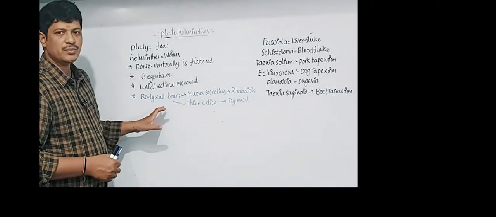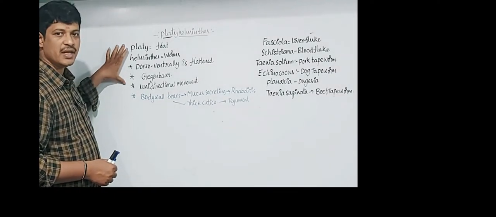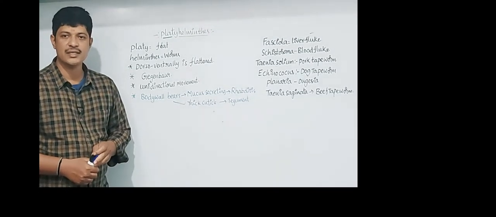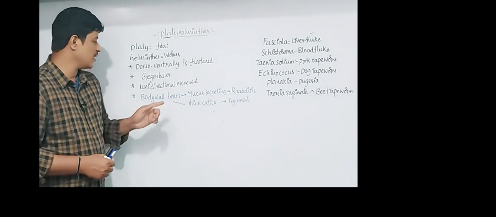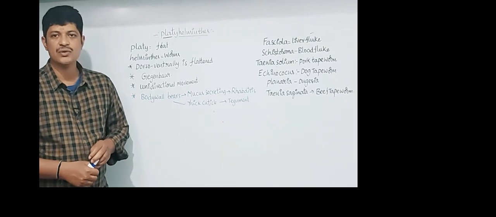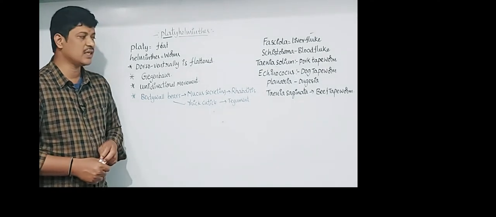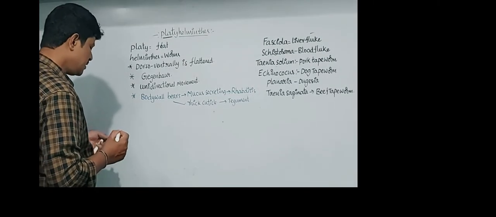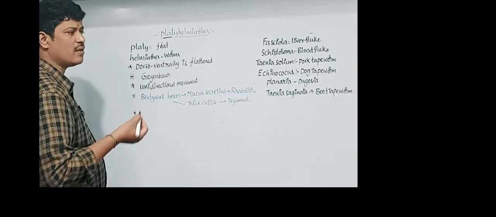Let me repeat all these points again. Platyhelminthes means flat worms, with a dorsoventrally flattened body. The term Platyhelminthes was coined by Gegenbaur, and the movements are unidirectional. The body wall bears a thick cuticle and a mucus secreting part. The mucus secreting part is the rhabdites, whereas the thick cuticle is known as tegument. These are the common characters of these animals.